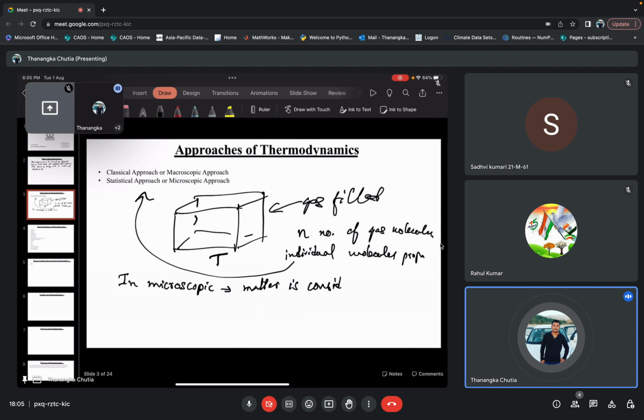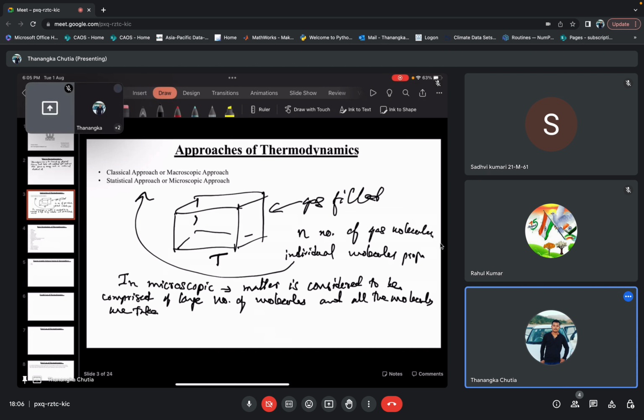Matter is considered to be comprised of a large number of molecules, and all the molecules are taken into consideration.